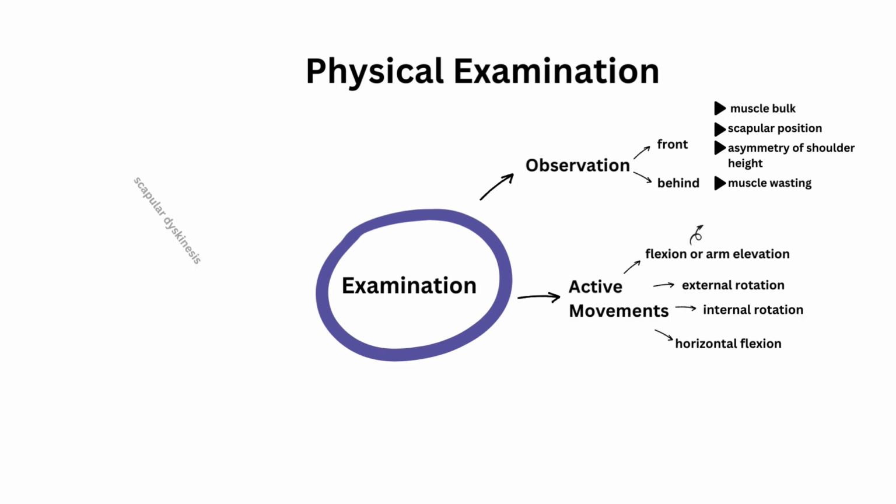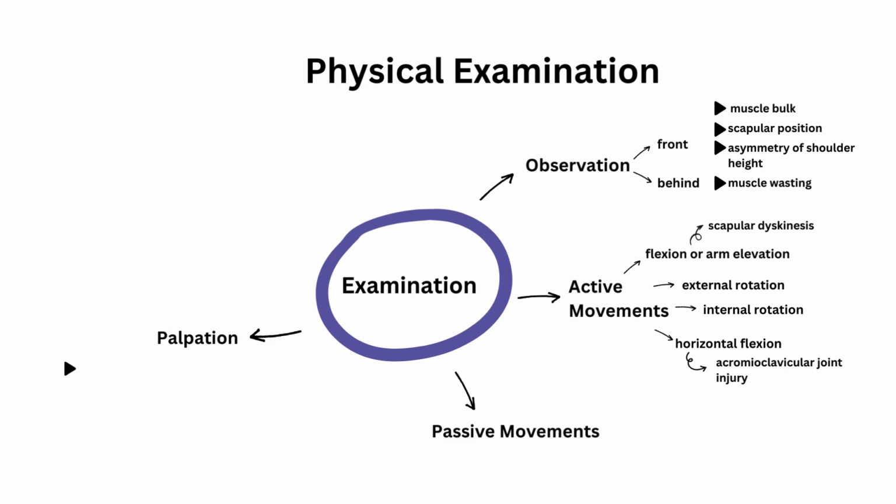Look for scapular dyskinesis during arm elevation, which means patient has weak scapular control. Acromioclavicular joint injury causes pain during horizontal flexion. Same movements are performed passively to examine and feel. Physiotherapists should also palpate following structures: acromioclavicular joint, rotator cuff tendon, and bicipital groove. It is important to rule out the structures involved and cause of pain before confirming it through diagnostic imaging.